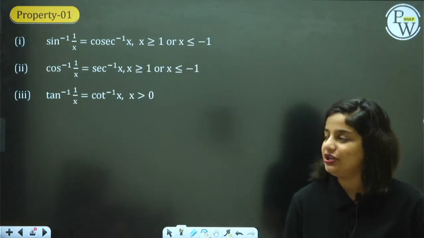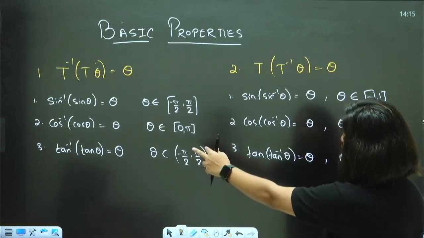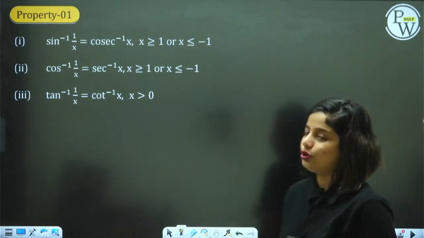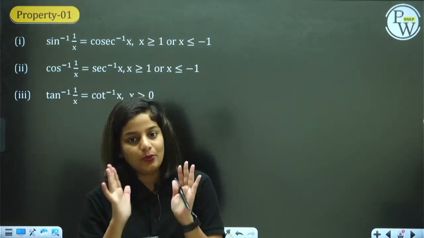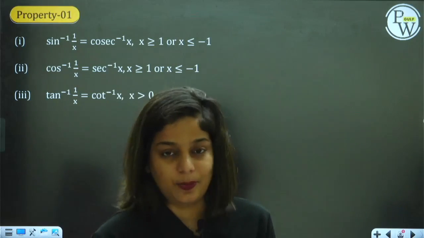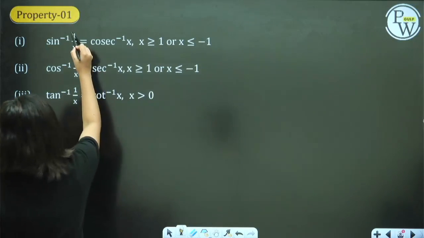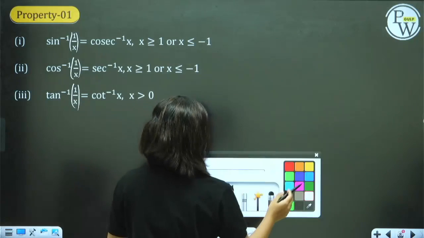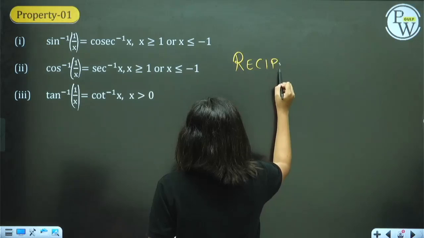Now once you have understood the two basic properties, basic property 1 and 2, I just wrote basic property 1 and 2 here. After these two properties are understood, we'll move on to the 6 properties given in the textbook. All the questions will be solved based on these 6 properties. The first property, sine inverse of 1 by x is cosec inverse of x, cos inverse of 1 by x and tan inverse of 1 by x are nothing but the reciprocal. So let's call this property as property of reciprocals. What say guys?